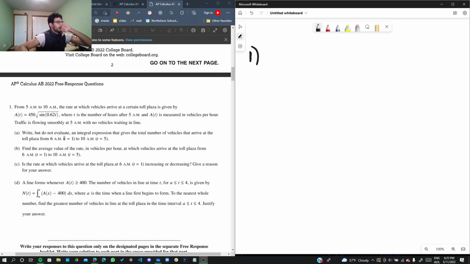Write, but do not evaluate, an integral expression that gives the total number of vehicles that arrive at the toll plaza from 6 a.m. to 10 a.m. So I like how they give these numbers, t equals 1 and t equals 5. When I did the BC exam, I just referred to them as 1 and 5. And it's good to note that the AB and BC exams share a bunch of the same questions.